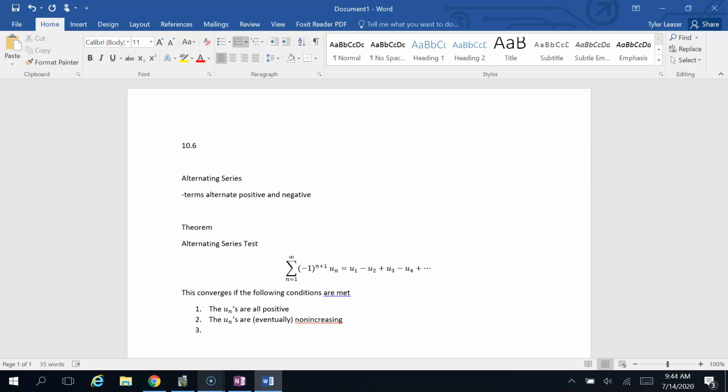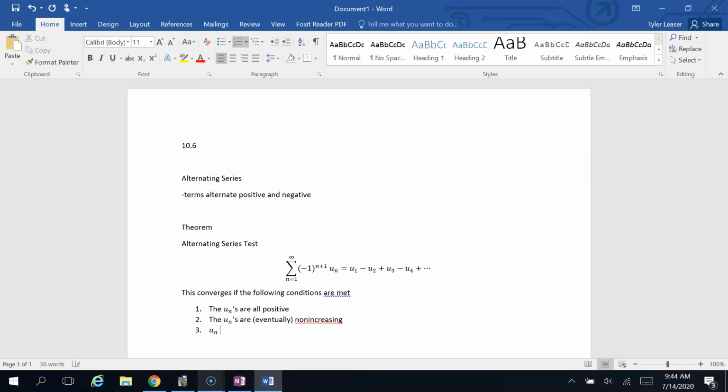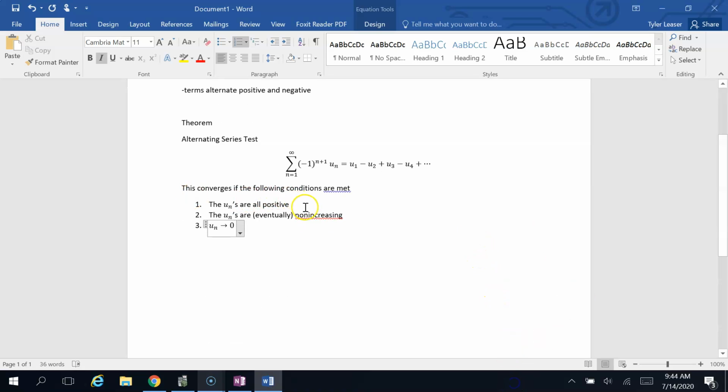The final thing that you have to show is that those u sub n's, as a sequence, are approaching 0. And that's it. Those are the only 3 things that you have to have for this series to converge. The u sub n's have to be positive, which makes it alternate. They have to be eventually non-increasing, in other words, decreasing. And you have to have that the sequence goes to 0. Okay, so just a quick example.